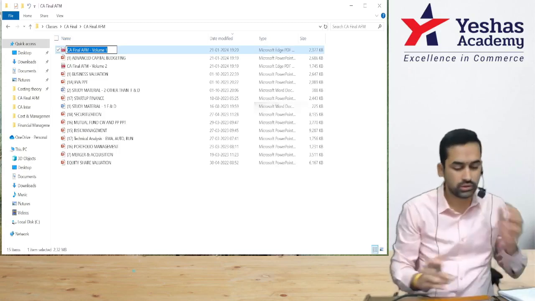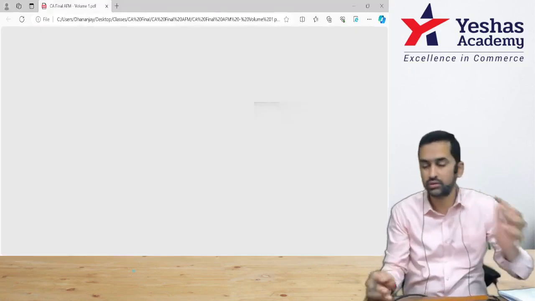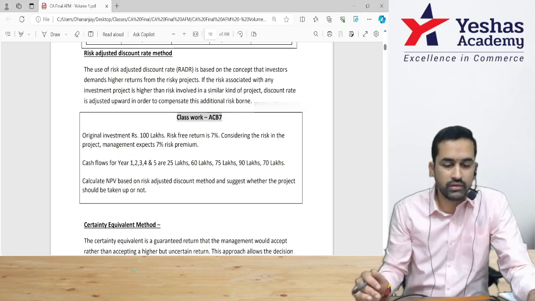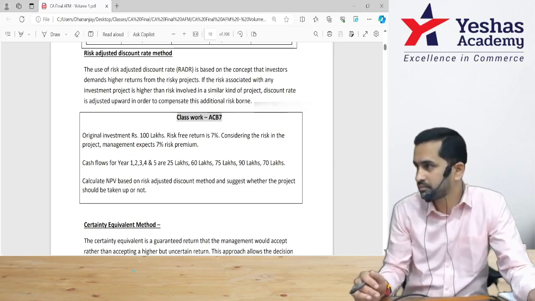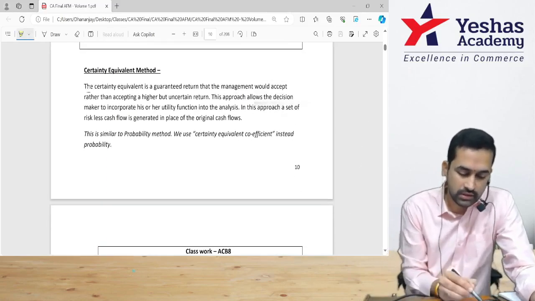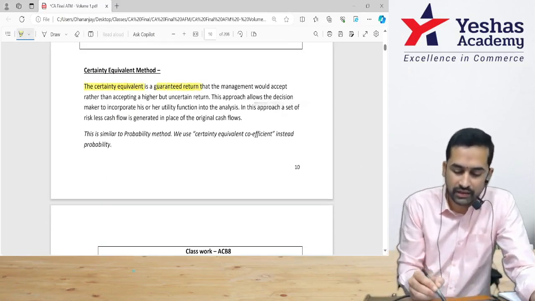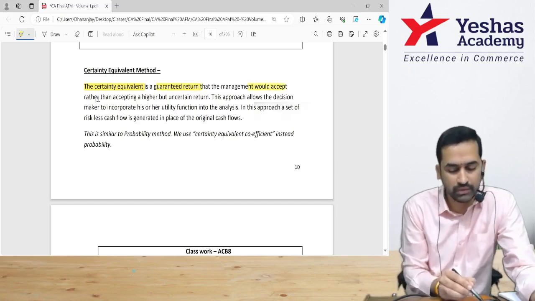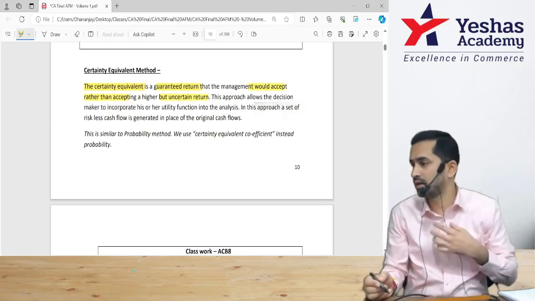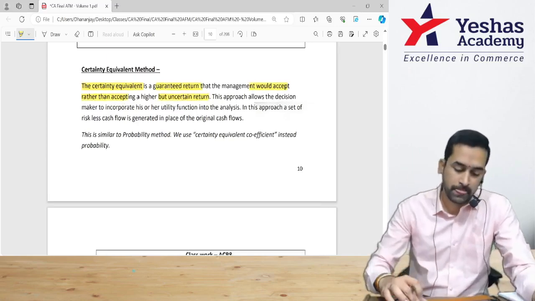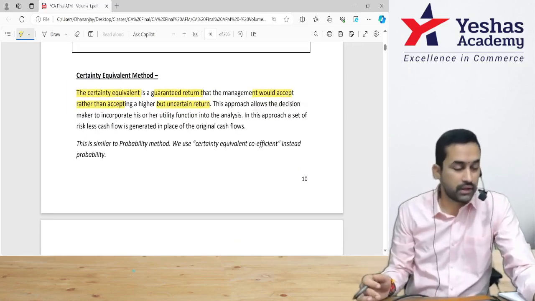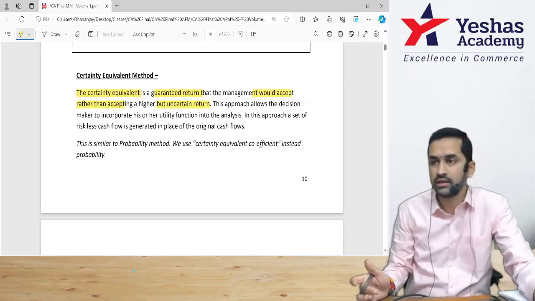Now this is again used when you are not certain about future cash flow. This topic is all about adjusting the risk when you are not sure of what is going to happen. How do you estimate the future cash flow? See this. The certainty equivalent is a guaranteed return that the management would accept rather than accepting a higher but uncertain return. Underline this. Guaranteed return that management would accept rather than accepting higher but uncertain return.